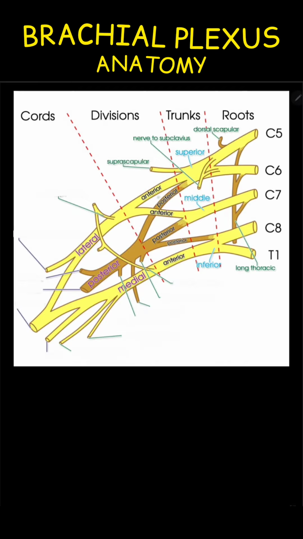Then in the divisions, we see that the superior and middle trunk are joined by the anterior divisions, and one anterior division of the inferior trunk goes along to the medial side. One posterior division from the inferior, one posterior division from the middle trunk, and one posterior division from the superior trunk combine to form the final posterior division of the cord. The nerves we see from the cord of the lateral and medial side are the lateral pectoral nerve and the medial pectoral nerve.